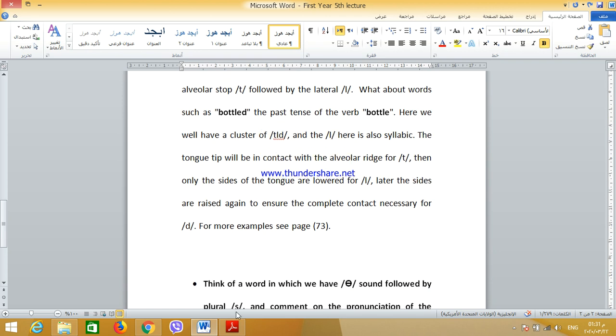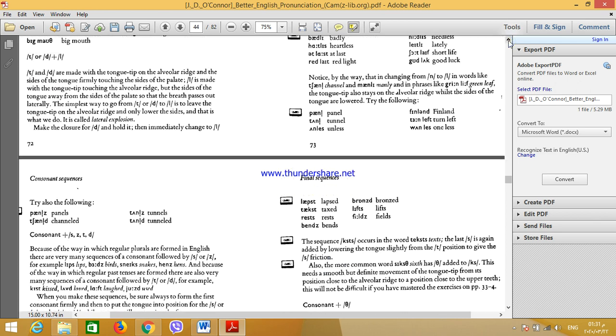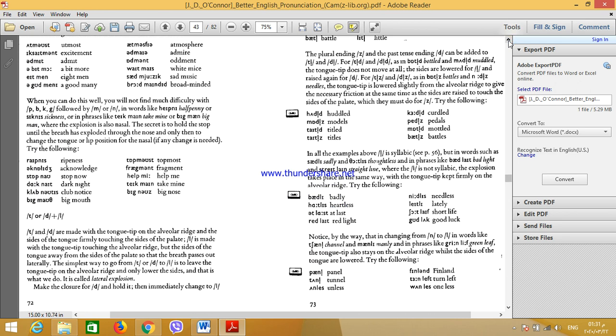You can have more examples on page 72 or 73. Look, these are more examples like huddled, models, curled, pedals, mottled, etc.